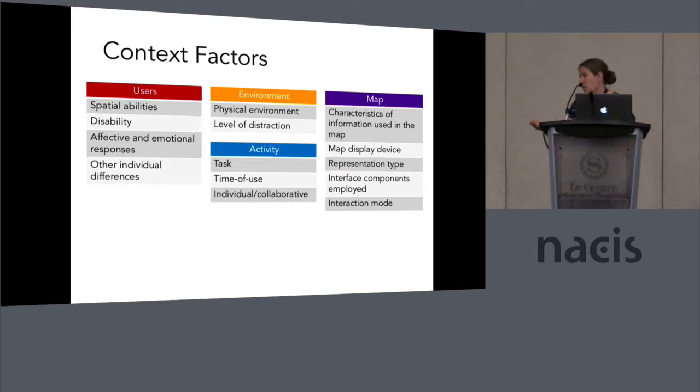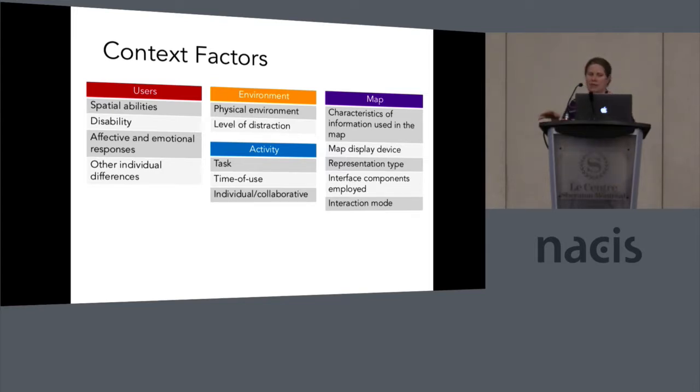And are you doing this activity by yourself, or are you doing it in conjunction with other people? Do they need to be able to see the same display at the same time? Are they in the same location when they're doing this joint activity with you or not? And then finally, the map itself.